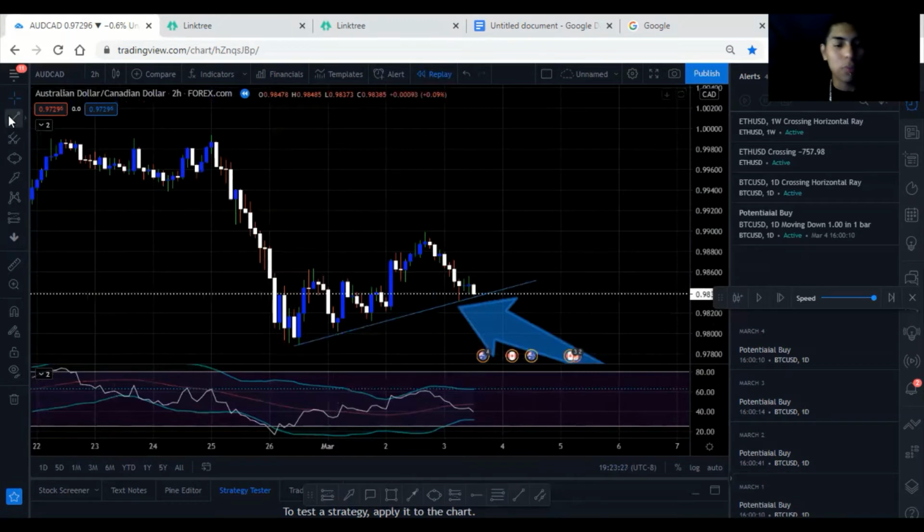Look, guys, when we draw a trend line in a bearish market, it's technically the same thing. You just draw it the opposite way, making sure you touch the wicks.